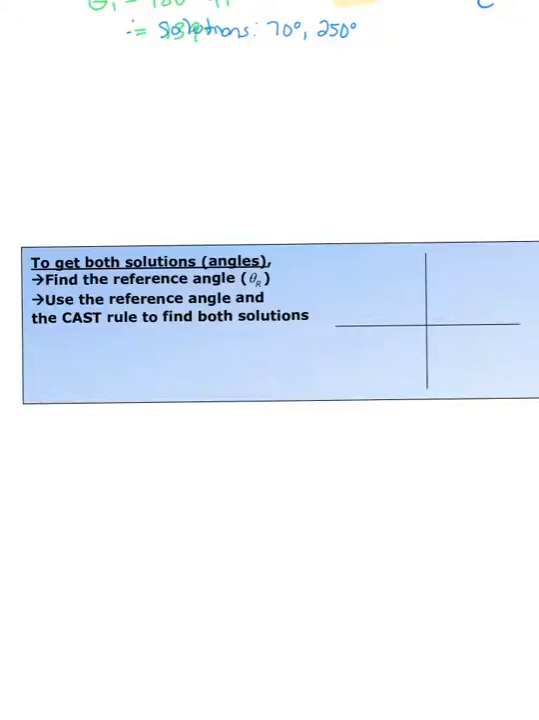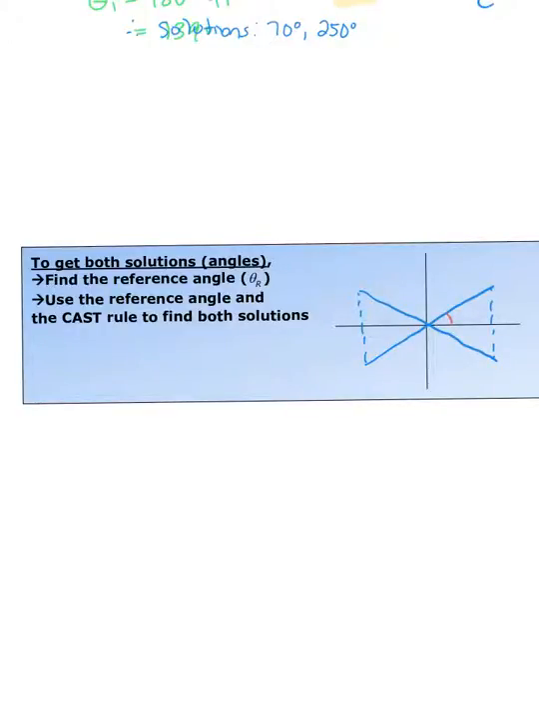So in short, your steps are to find the reference angle, and then you use the reference angle and the CAS rule to find both solutions between 0 and 360. You could have more solutions if you go further than 360. And remember that the reference angle is the angle that lies between the line and the positive x-axis. So what we do is we draw this bow tie.